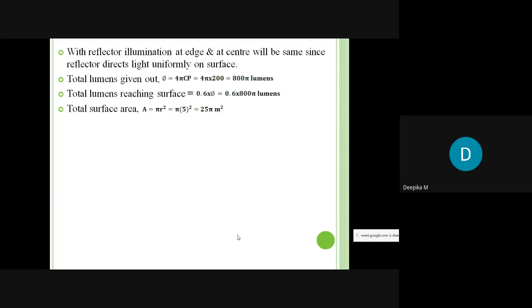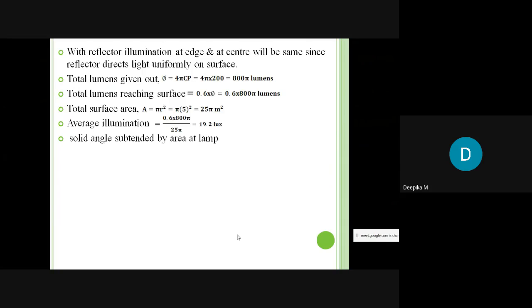The radius, or the distance between point A and B, is 5 meter square. Hence, it is 25 pi meter square. And average illumination is nothing but total flux divided by unit area, which is flux by area, which is nothing but 19.2 lux.